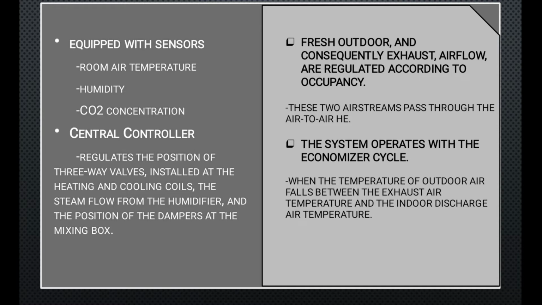Fresh outdoor and consequently exhaust airflow are regulated according to occupancy. These two airstreams pass through the air-to-air heat exchanger. The system operates with the economizer cycle when the temperature of outdoor air falls between the exhaust air temperature and the indoor discharge air temperature.